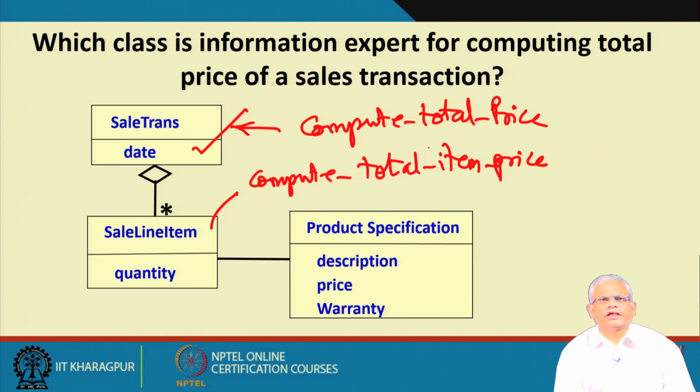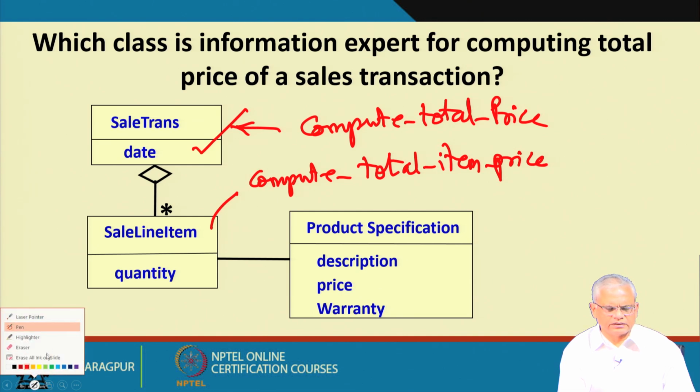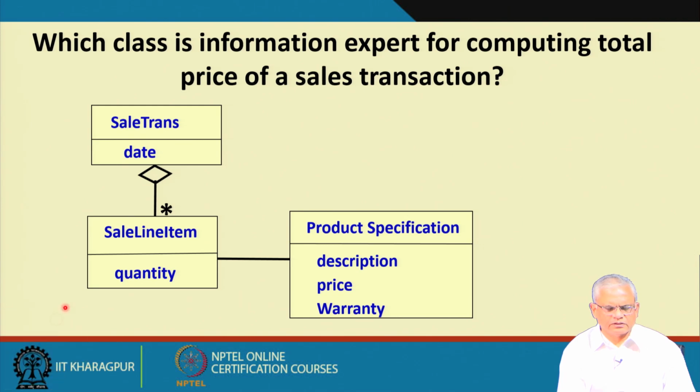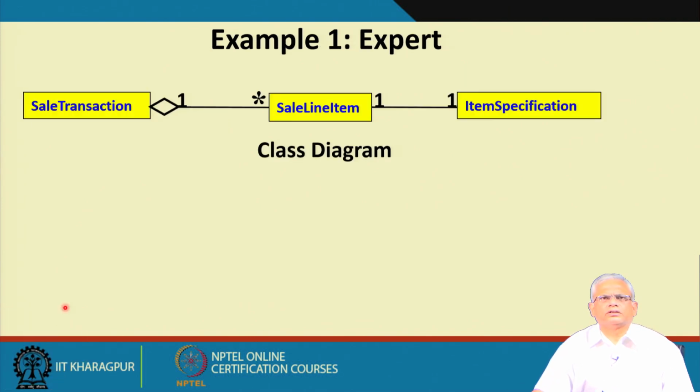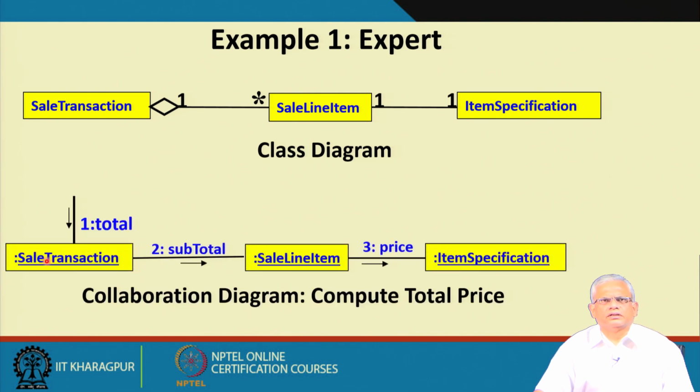So far, we have been doing this in our designs unconsciously, informally, but this pattern, the expert pattern, systematizes the process of assigning responsibility to a class. And once we assign the responsibility, we can draw the corresponding class diagram, and there we will have the sale transaction consists of many sale items, and each sale item is specified by an item specification.